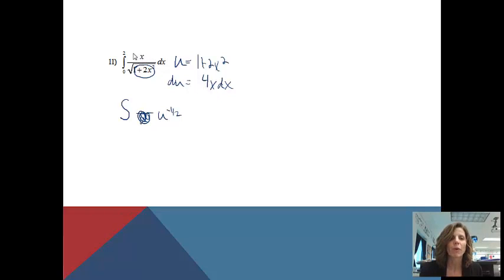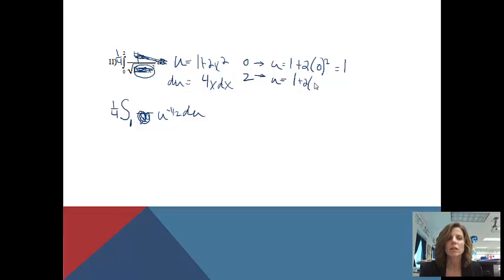I'm supposed to have 4x dx, so I'm going to place a 4 in that place, which means I have to bump a 1/4 out front. So I still have the 1/4. Here, my 4x and my dx both get replaced with the du. And then again, since I have my 0 and my 2, I'm actually going to be replacing those. So when x equals 0, my u will equal 1 plus 2 times 0 squared, which will give me 1. So it's going to start at 1 now. And when x is 2, u is 1 plus 2 times 2 squared. 2 squared is 4, times 2 is 8, plus 1 is 9. So now it will go to 9.